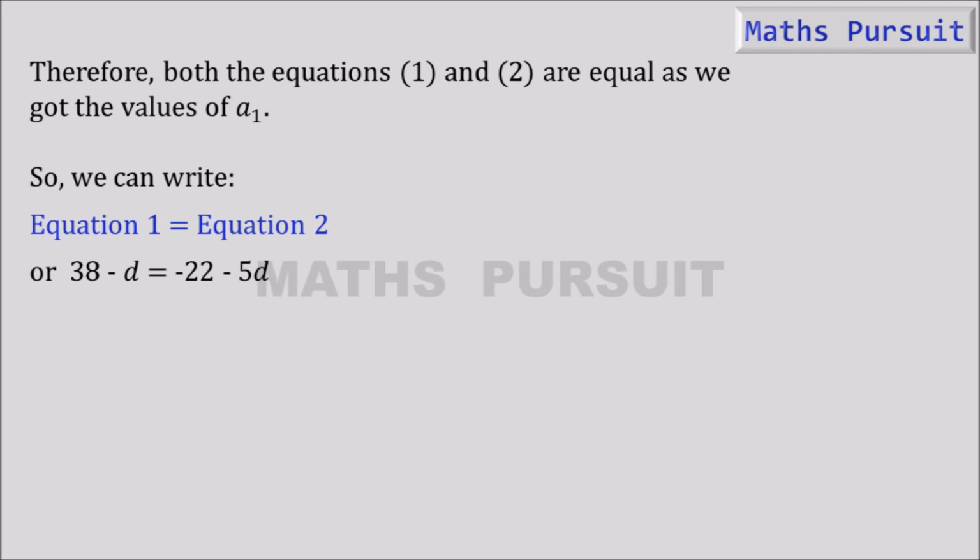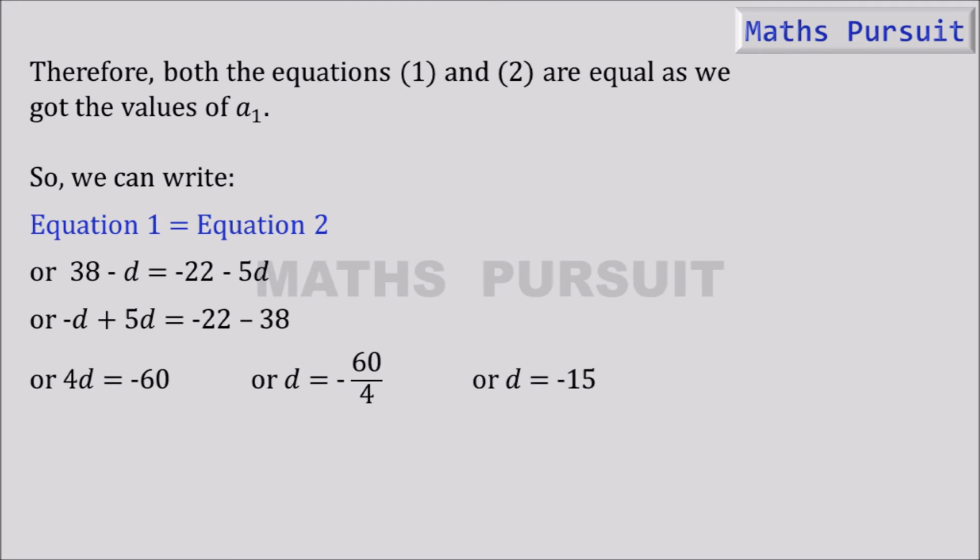So we got 38 minus D is equal to minus 22 minus 5D, or minus D plus 5D is equal to minus 22 minus 38, or 4D is equal to minus 60. Just solving this equation, D is equal to minus 60 by 4, or D is equal to minus 15. Therefore we got the common difference as minus 15.